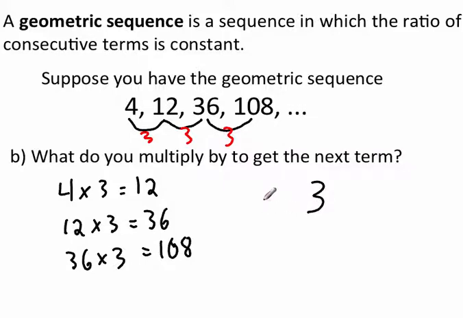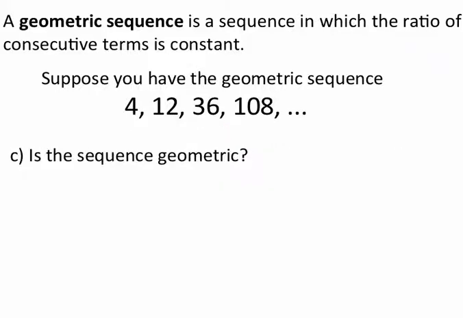And this is what we call the common ratio, or the ratio that is common consecutively for these terms. So is this a geometric sequence? Well, because it has that common ratio of 3, you betcha it is geometric. And it would continue on that pattern if we wanted to find higher terms. Well, let's find some higher terms.